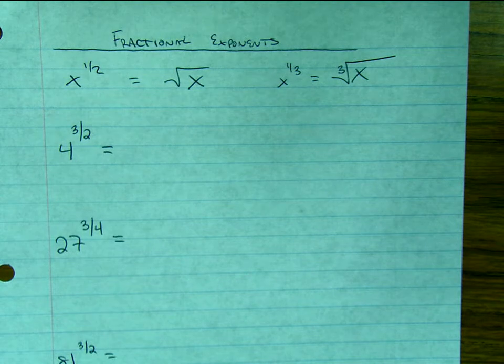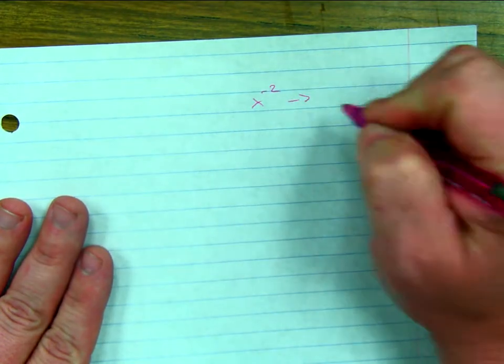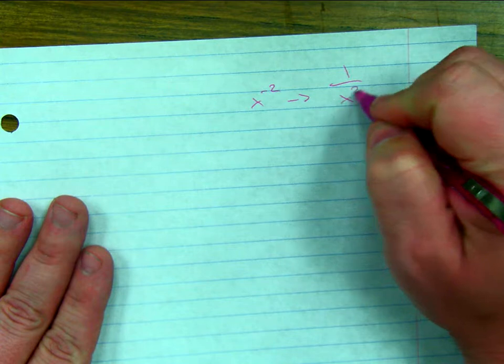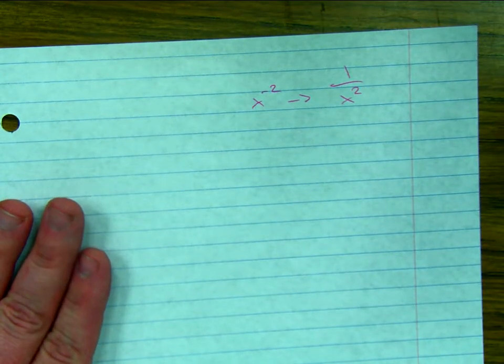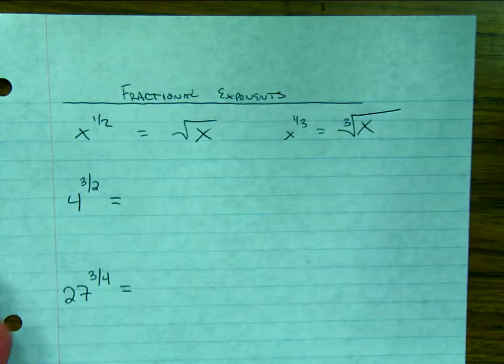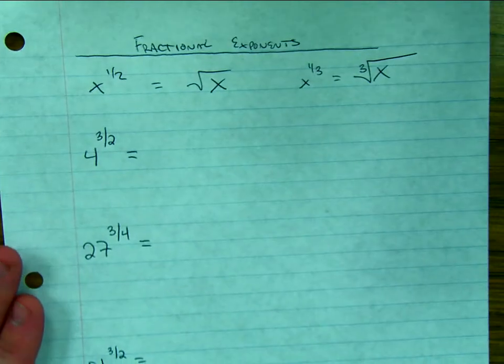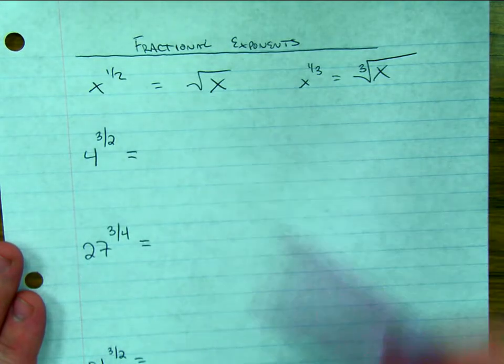Alright, so last chapter we dealt with negative exponents. What did a negative exponent do? It makes it go to the bottom, right? Like x to the negative 2 is the same as 1 over x to the 2. So negative makes it go to the bottom. We know normal exponents. We know negative exponents. The only other thing is fractional exponents. Isn't that exciting? So x to the 1/2 is the same thing as the square root of x.